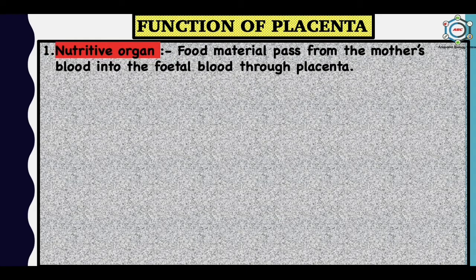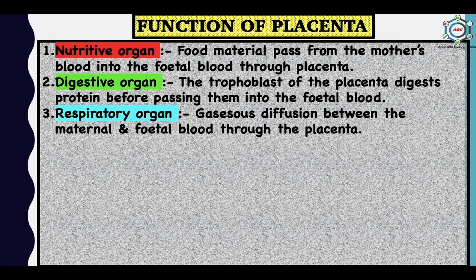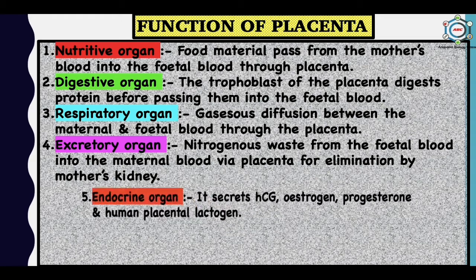Now, the functions of the placenta. The first function is as a nutritive organ, because food material passes from the mother's blood into the fetal blood through the placenta. The trophoblast of the placenta digests proteins before passing them into the fetal blood. Gaseous diffusion occurs between the maternal and fetal blood through the placenta. Nitrogenous waste passes from the fetal blood into the maternal blood via the placenta for elimination by the mother's kidney.